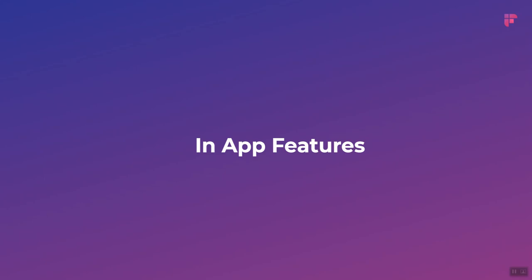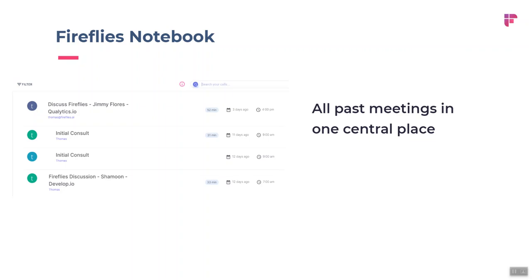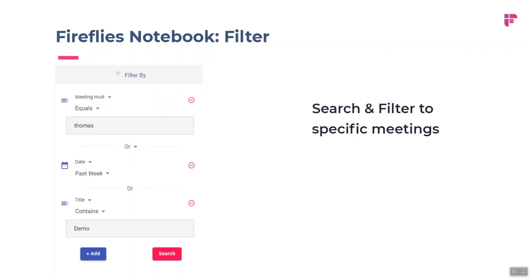Let's talk about in-app features. If you go to app.fireflies.ai/notebook, that will be the central repository where all your past meetings that have been recorded, transcribed, and stored there. That's where you can see them. You can also filter in the notebook, by various criteria, right? Like who was the meeting host, what date it was scheduled, what was the title of the meeting. So if you have hundreds of meetings, we have really powerful filtering and search capabilities so that you can filter down to specific meetings.